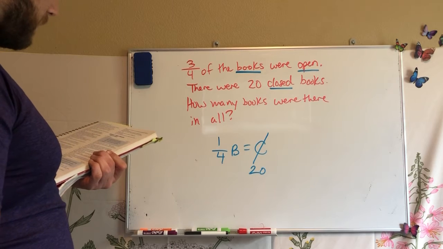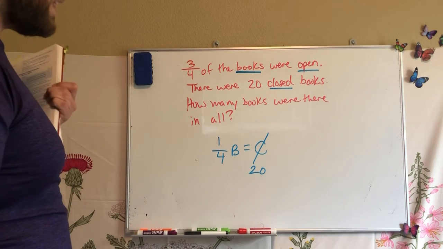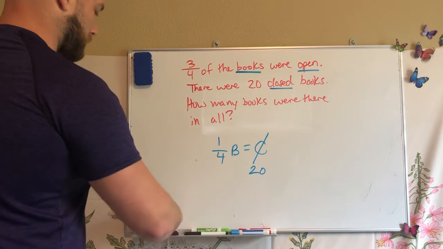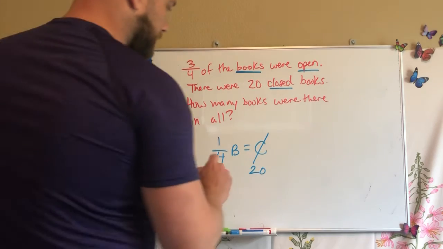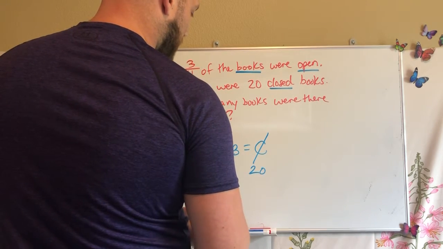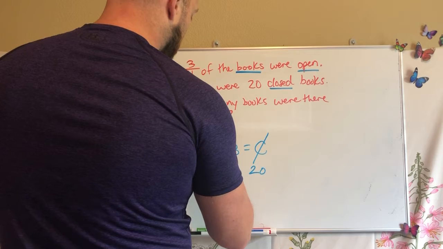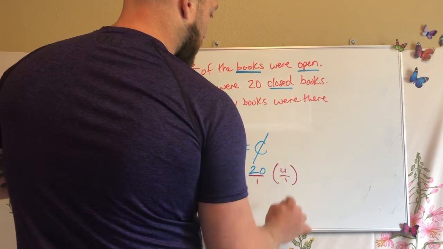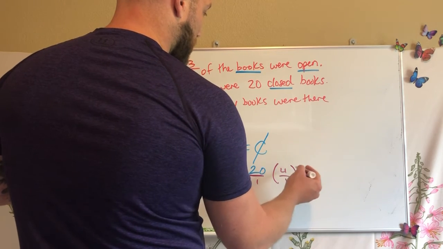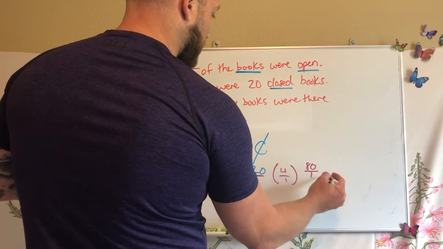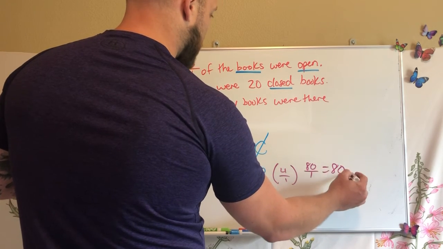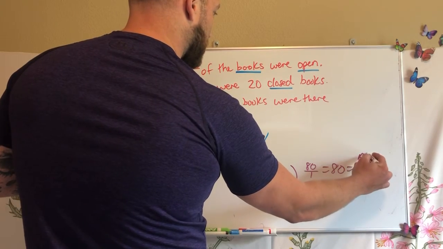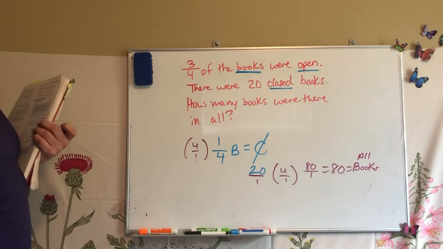So, work the problem and then write the answer. Pause the video now. This is how you solve it. You need to get the b all by itself. So you're going to multiply this by 4/1 and this by 4/1. 20 times 4 is 80 over 1, which equals 80 books in all. Just like so.